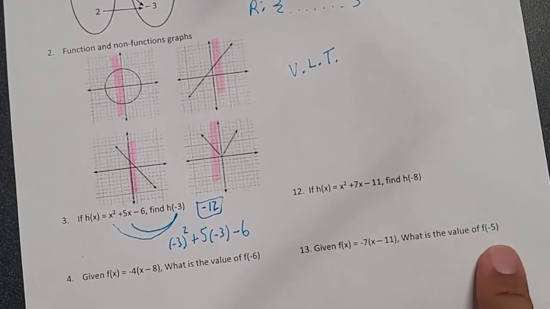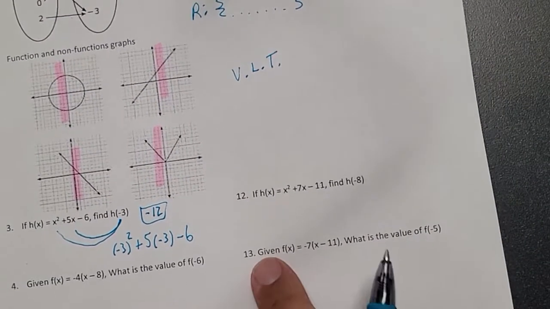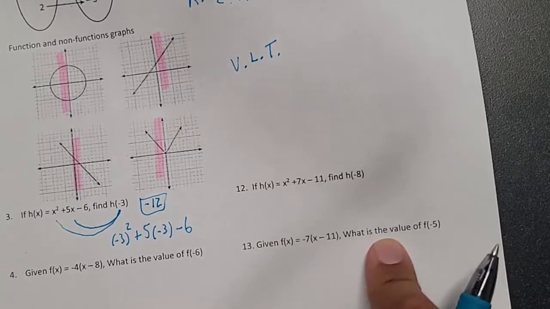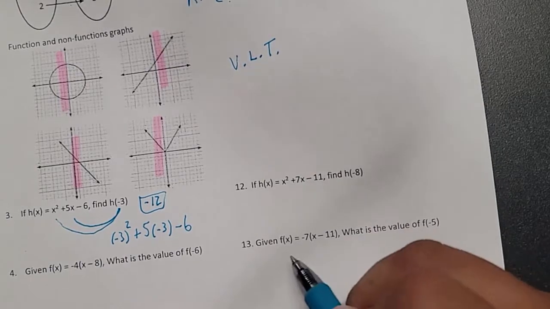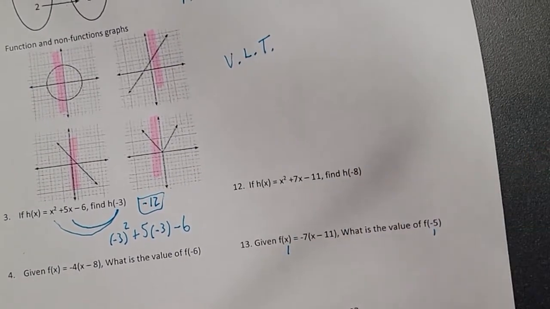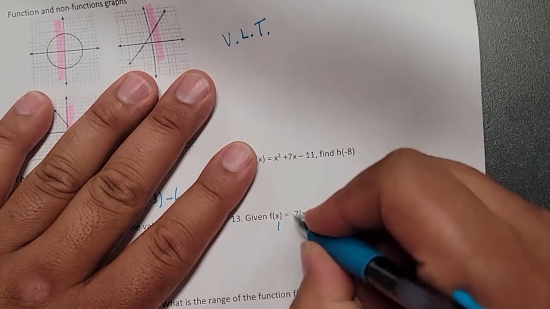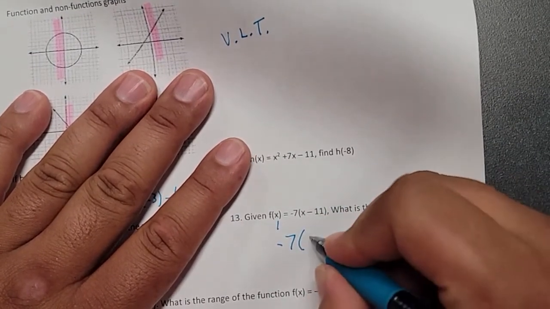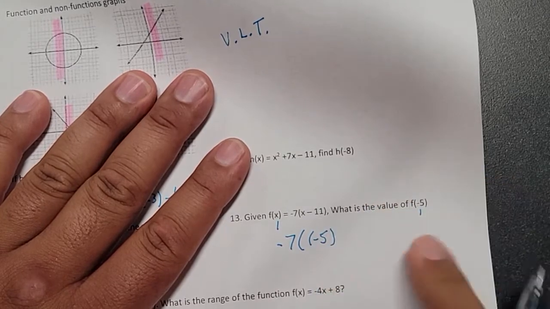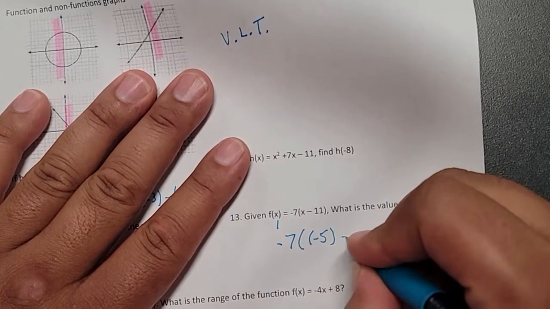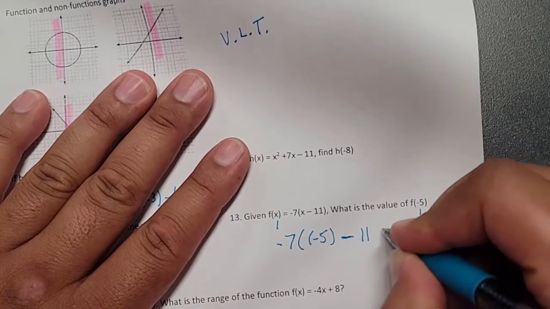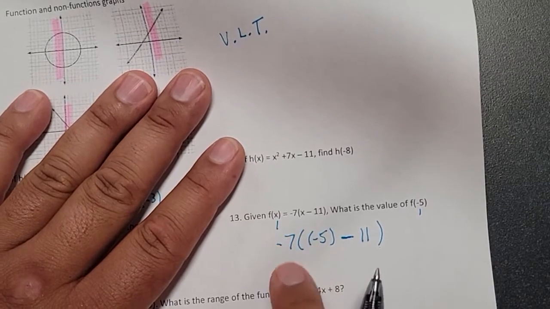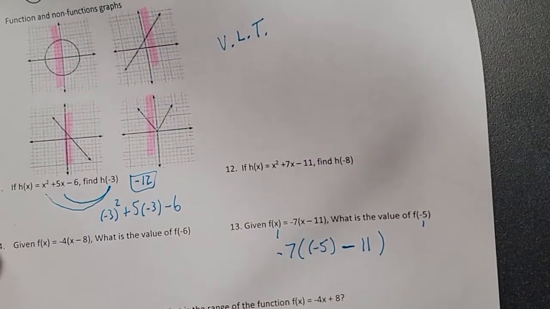All right. Whatever you have here, it says f of x equals negative 7 parentheses x minus 11. What is the value of f of negative 5? The x is being replaced with the negative 5. So let me just set this one up. It says negative 7 parenthesis, because that's part of the problem, parenthesis again, negative 5, all right, so that's the x, minus 11, close parenthesis. All right, you need to have this double parenthesis. Be careful with that. Go ahead and do all those.